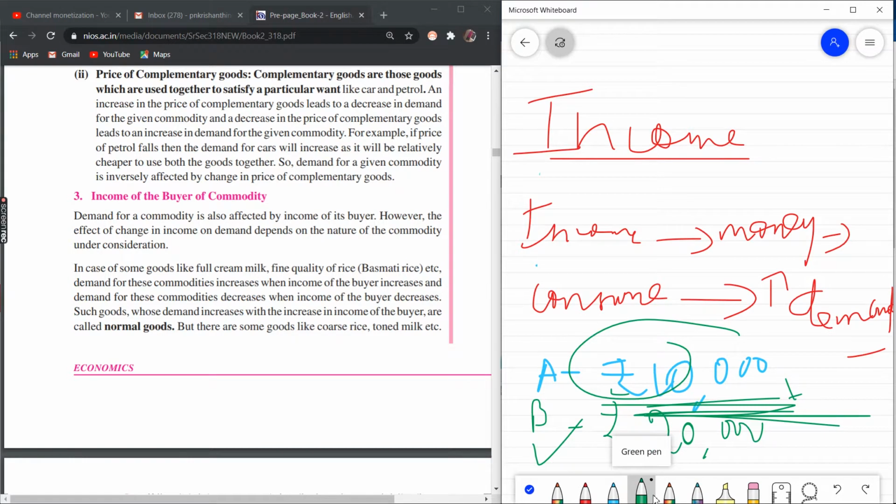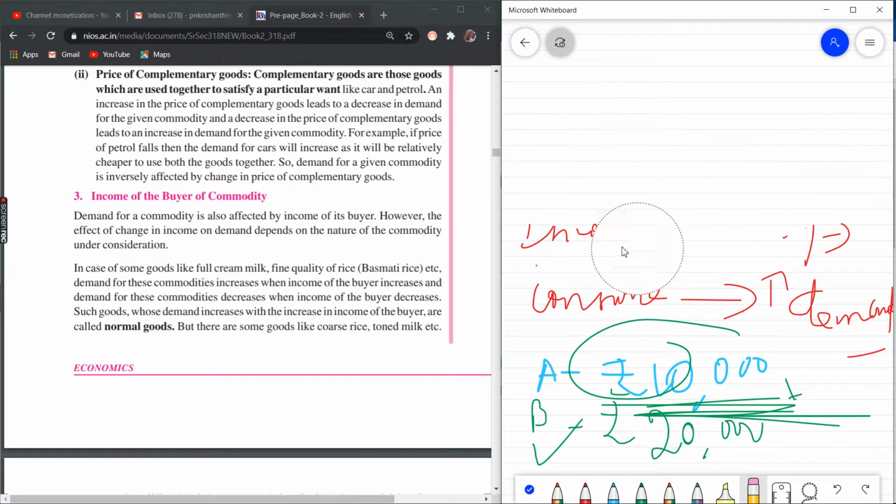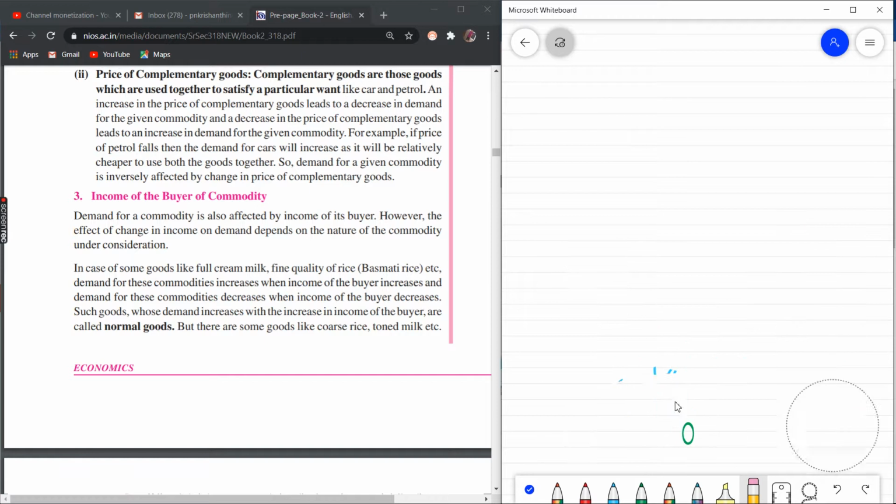If the consumers' income decreases, due to the corona period, many of them are losing their jobs, so there will be a lower demand in the market for the commodity, because people have poor purchasing power due to the decrease in income levels. So this eventually has an impact on the demand.